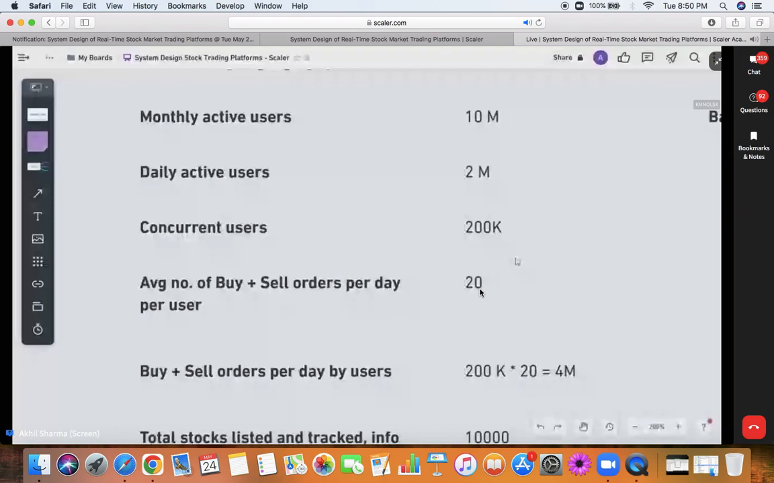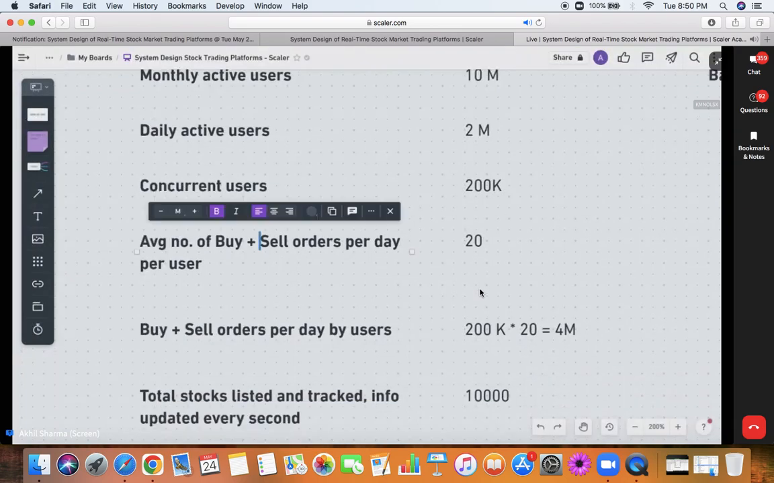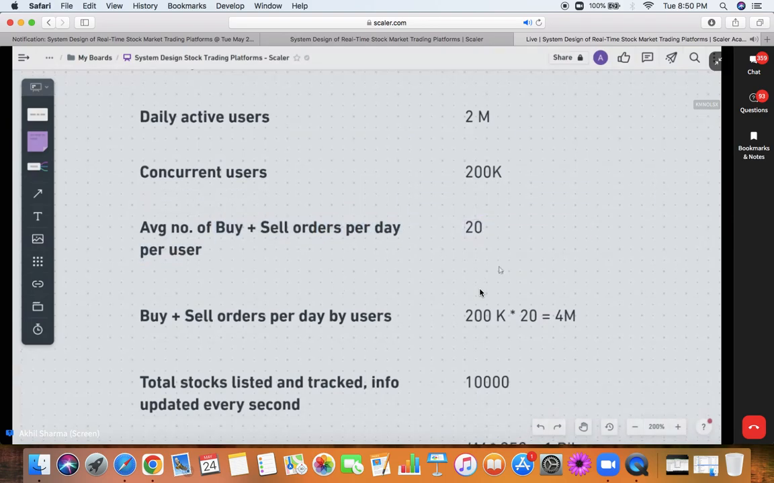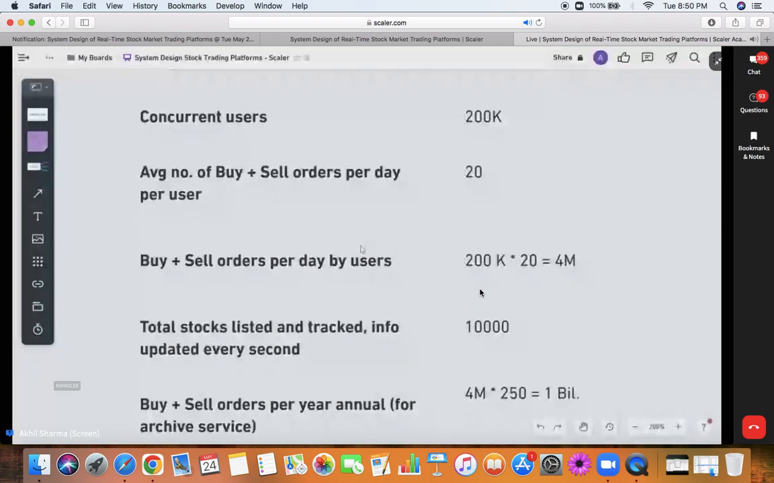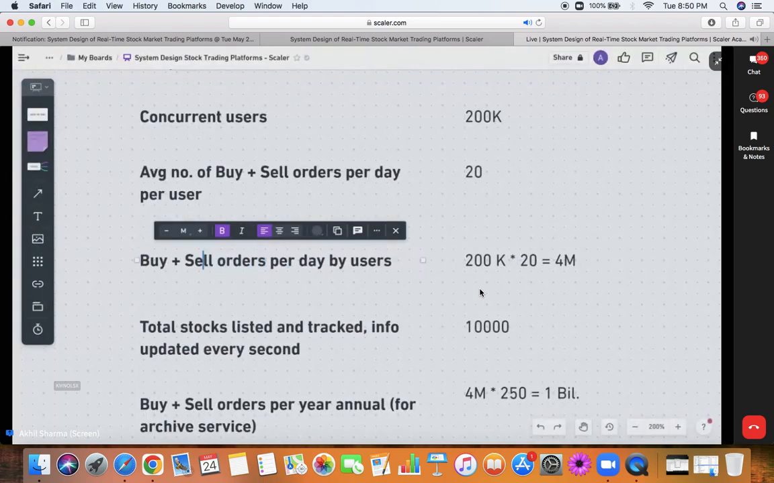Concurrent basically means that they're all online at the same time. Okay, and average number of buy and sell orders per day per user. So I'm saying that any user who comes to a stock trading platform would either place buy orders or sell orders. So let's say there'll be at least 20 buy or sell orders in place. Okay, and so that means how many total buy or sell orders are there in the entire platform?